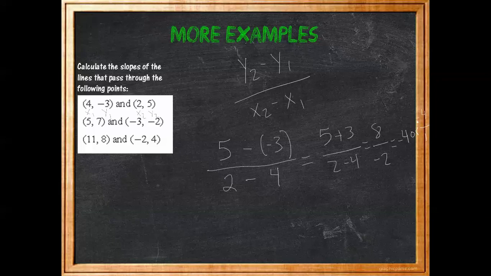It helps to write it as negative 4 over 1 because in order to make your graph, you have to have a rise and a run. So if you ever have a whole number, you want to just put 1 underneath it so you know where your run is at. Okay.